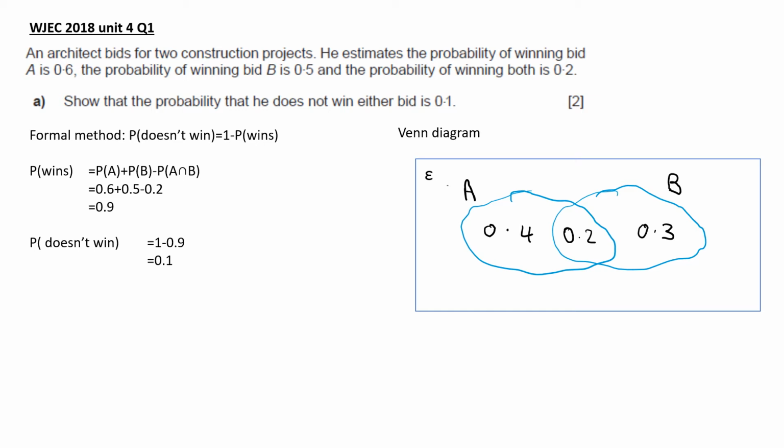Just looking at that, you can see that the total probability of winning is 0.4 plus 0.2 plus 0.3, 0.9, and seeing as the sample space has got to be equal to 1, the probability he doesn't win is the bit outside that shape, 0.1, because that's all there is available.